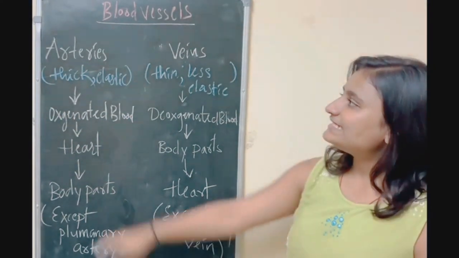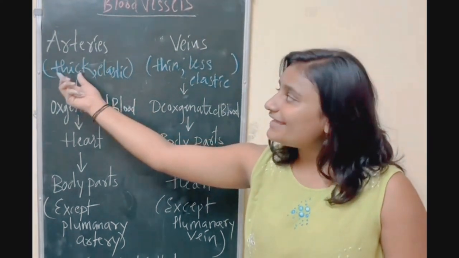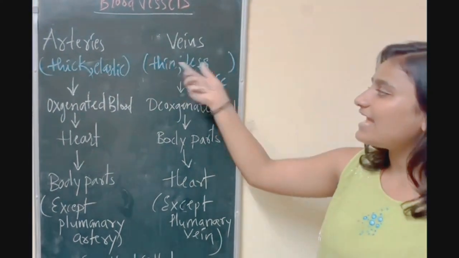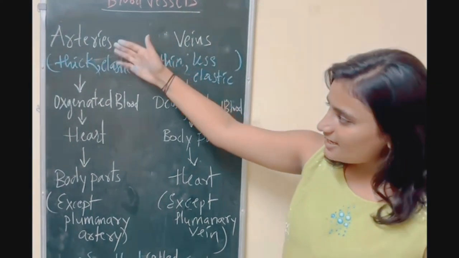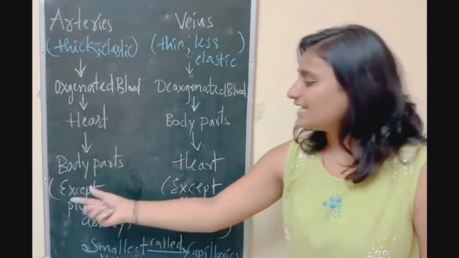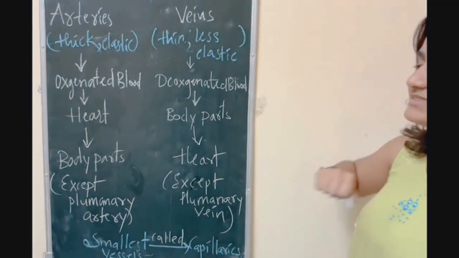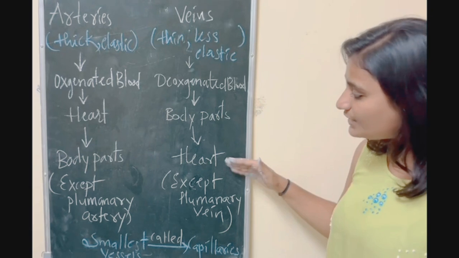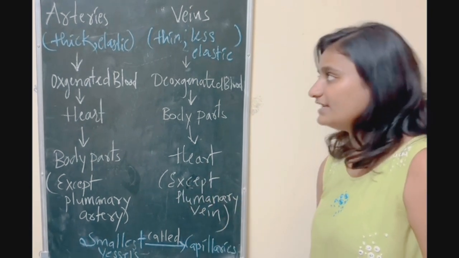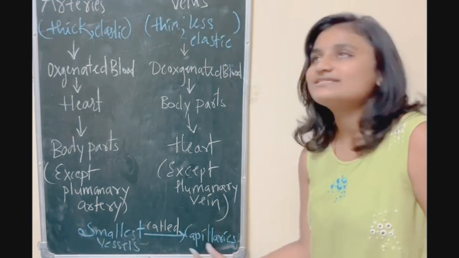There are 2 blood vessels, that is arteries and veins. These arteries are thick and elastic, and these veins are thin and less elastic. These arteries transport the oxygenated blood from the heart to body parts except the pulmonary artery, and these veins transport the deoxygenated blood from body parts to the heart except the pulmonary vein. In the human body, the smallest vessels are called capillaries.